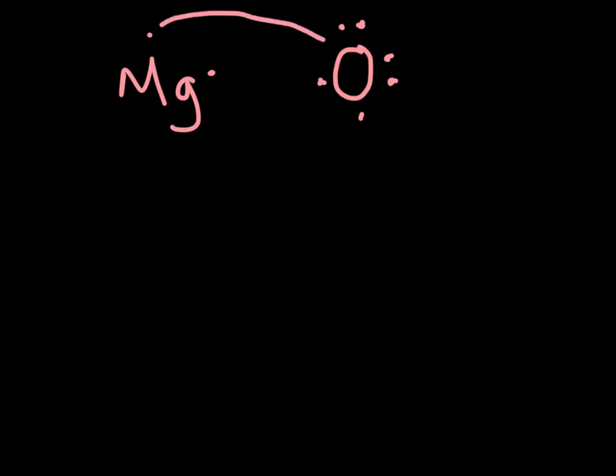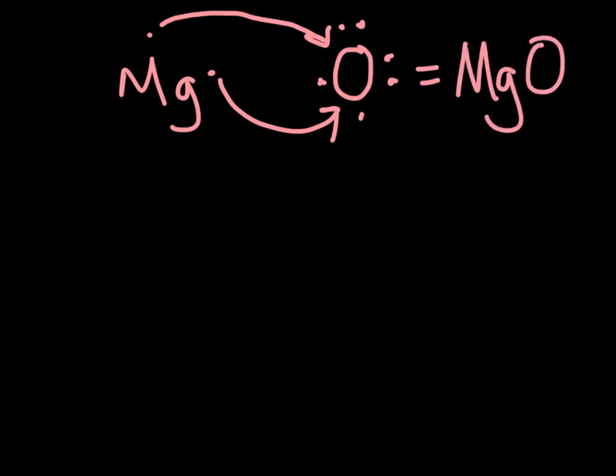Let's look at another example. Here I have an atom of magnesium. Magnesium has 2 valence electrons. If I combine the magnesium with an atom of oxygen, which recall has 6 valence electrons, then the magnesium wants to get rid of both of its electrons. It gives both of them to oxygen and ends up with the formula MgO.